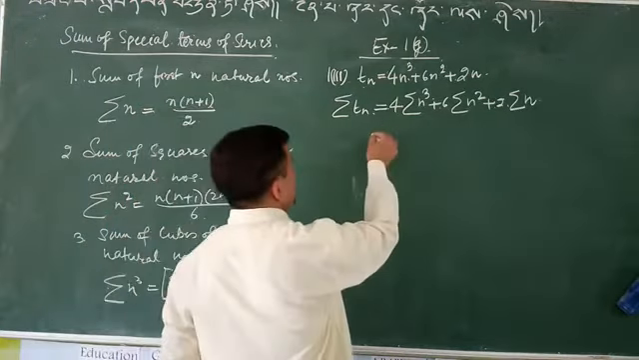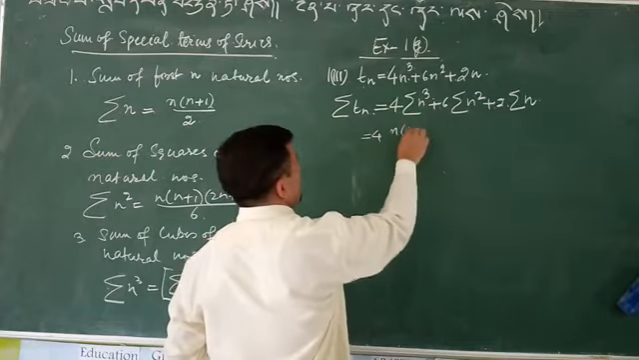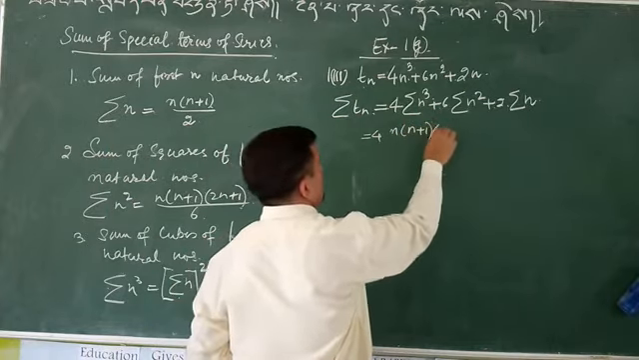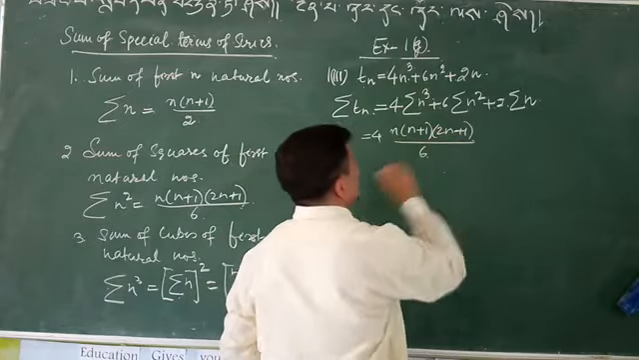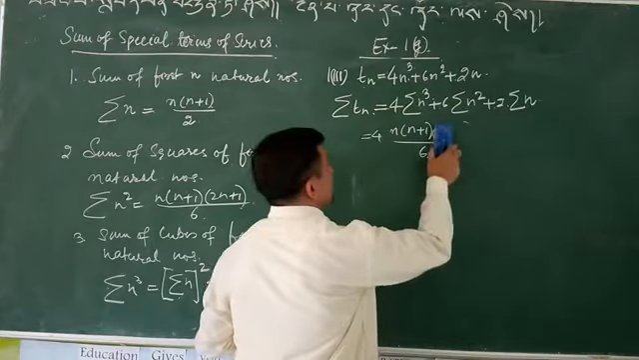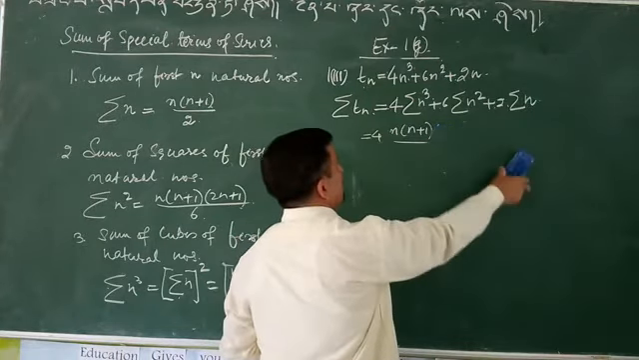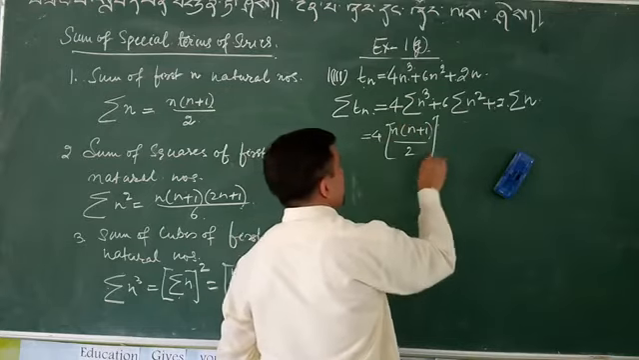So let us have it. This is 4, and this n cube value is n into n plus 1 into 2n plus 1 divided by 6. Sorry, this is n into n plus 1 divided by 2 whole square.